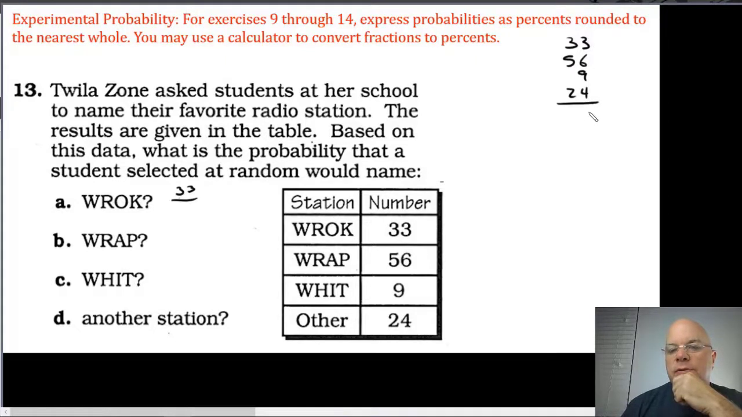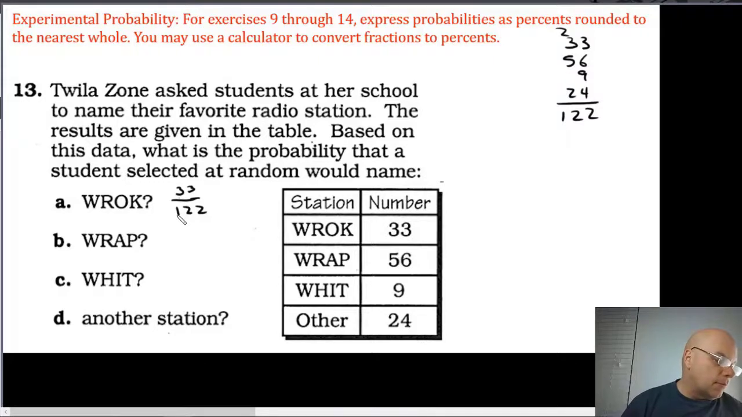13, 19, 22, 5, 8, 10, 12. There's 122 students surveyed. So the sum of all of the experimental data is 122, and 33 of those 122 students chose WROK. So you could determine an experimental probability of 33 out of 122 that a student would choose WROK.